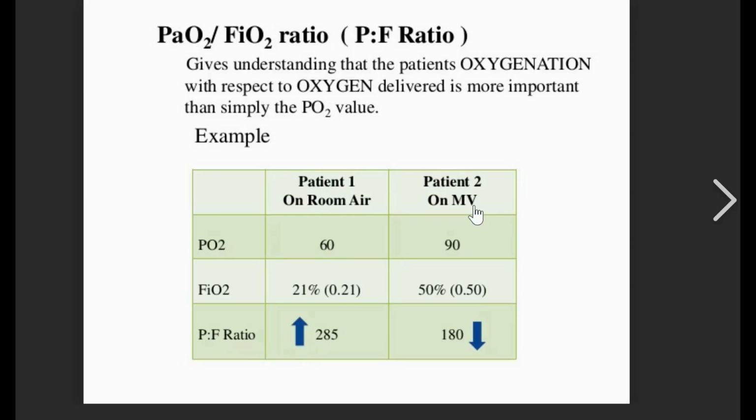Now let's look at patient 2. The patient is on mechanical ventilation and ABG shows a PaO2 of 90. The patient is receiving 50% oxygen, FiO2 of 50, through mechanical ventilation. So the PF ratio is 90 divided by 0.5. 0.5 means 50 divided by 100, 0.5. 90 divided by 0.5 gives 180. So the PF ratio is 180 in the second patient.